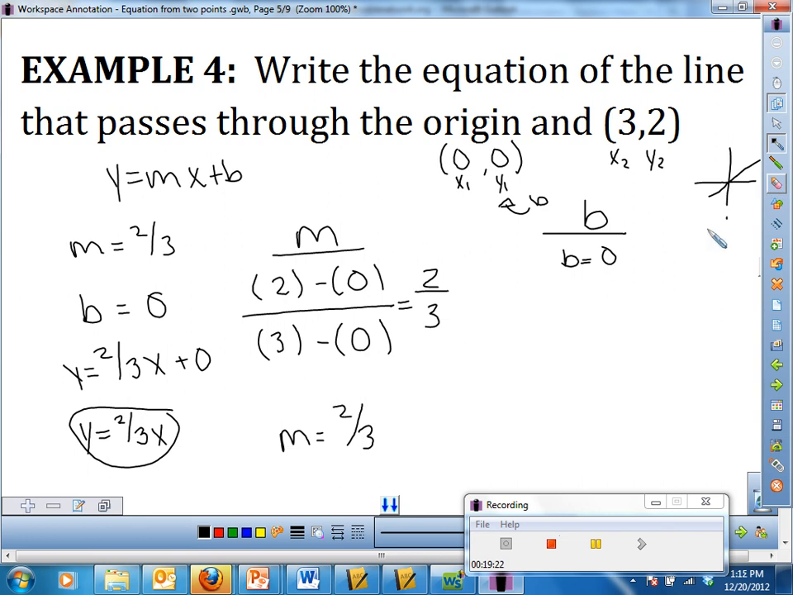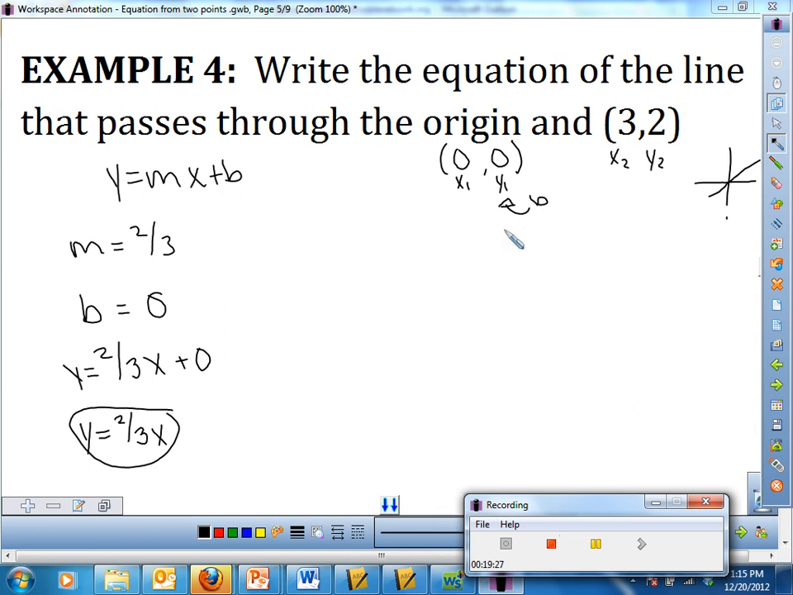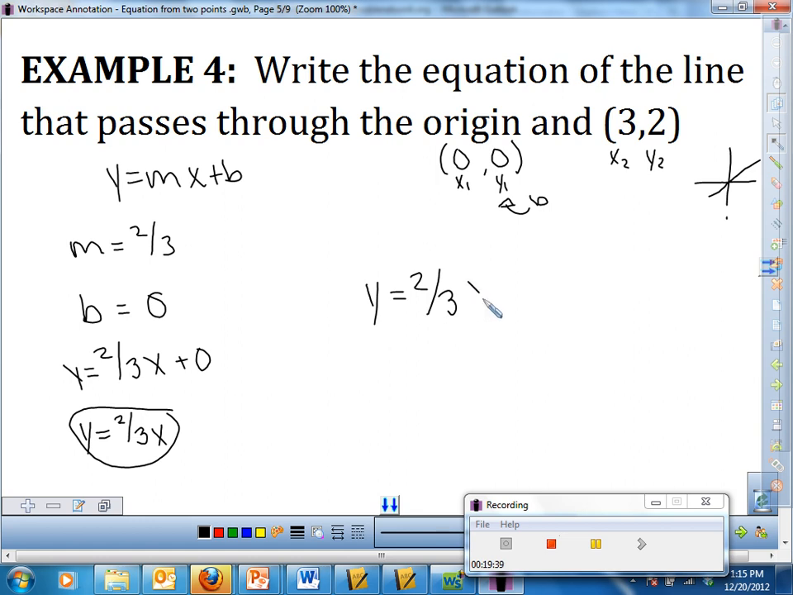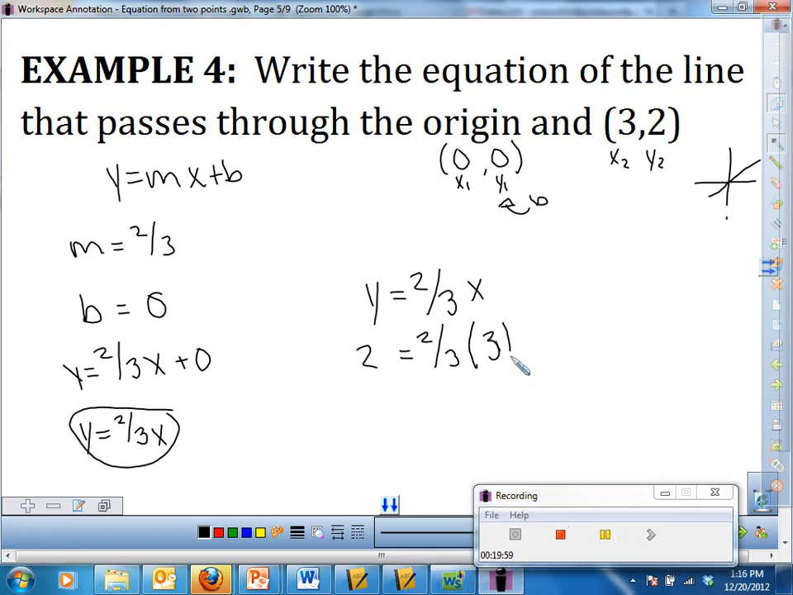Now, just like any good mathematician, we should check our answer. So I'm going to go ahead and erase the work. And remember, we want to use this point to identify b. We're going to use this point to check. So I'm going to write my equation. y equals 2/3 x. My y value was 2. I have 2/3 as my slope. My x value was 3. I'm going to close my parentheses. I'm going to simplify. 2 on this side, I'm going to bring down. 2/3 times 3 is 2. I get 2 equals 2. That means that my check worked. So my equation is y equals 2/3 x.